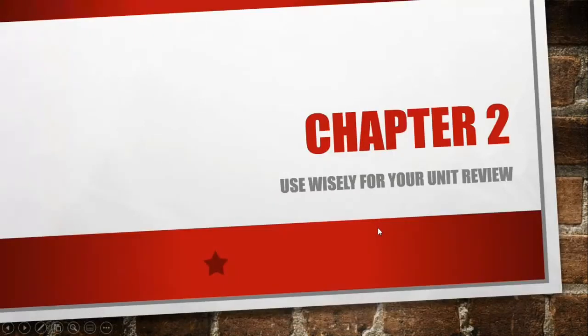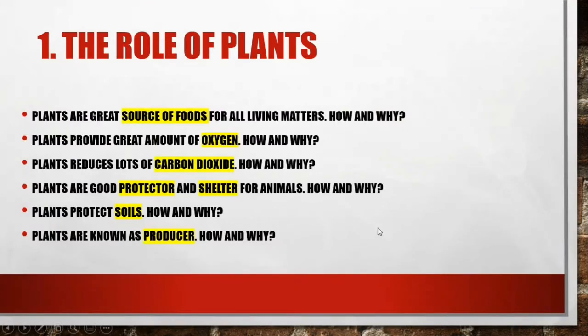Now our last half, chapter 2. Chapter 2 is a little bit shorter. We learn about the overall roles of the plant. So you need to understand how and why plants are a great source of food for all living things, and how and why plants provide a great amount of oxygen because of what reaction. You will know the answer. How and why plants are a good method to reduce carbon dioxide and prevent global warming. We already know how and why, using what reaction.